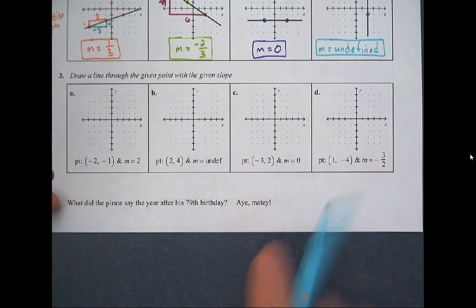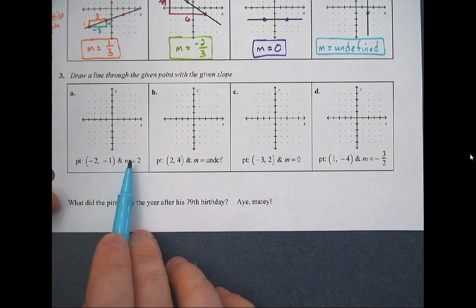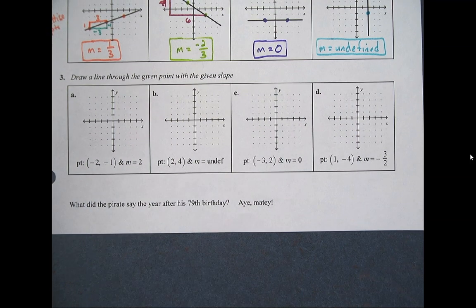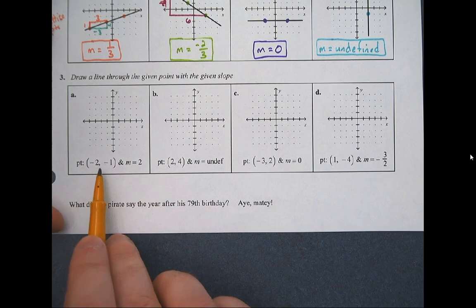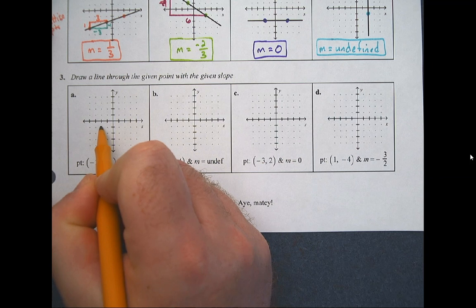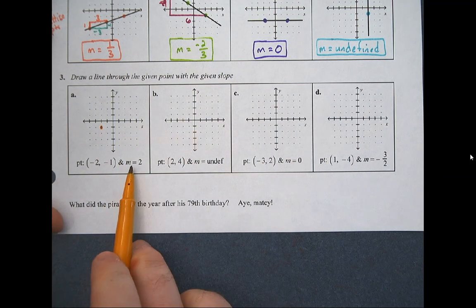Okay, we've got some points and we've got a slope. Pretty straightforward stuff here. I'm going to start with the point. The point is -2, -1. Remember, you do the x, then the y.